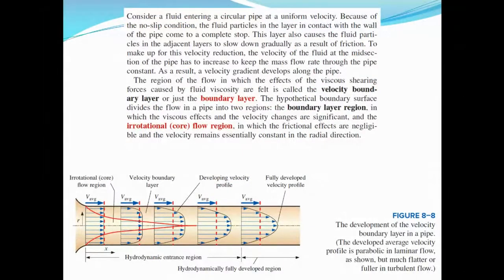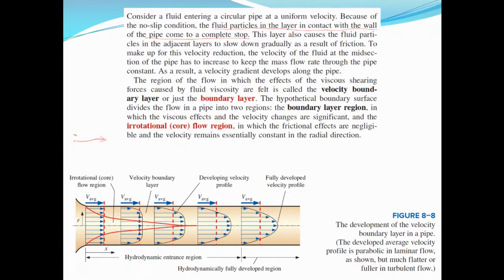Okay, so this is another figure again, bringing out some of the salient points as they affect the developing flow and fully developed flow. Here, like I mentioned, the fluid particles in the layer in contact with the wall come to a complete stop. And this layer causes the fluid particles in the adjacent layers to slow down gradually as a result of friction.